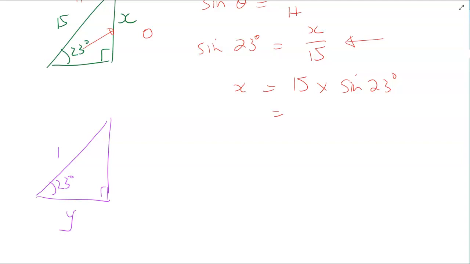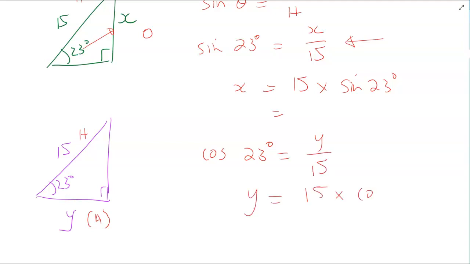And I don't know, we can stick with 15 if we like. That side's 15. How do I determine y based on that information? What ratio am I using? Cos. Right, why is it cos? Adjacent on hypotenuse. So same deal. It's cos because cos 23 is y on 15. So y is equal to 5 times cos 23.